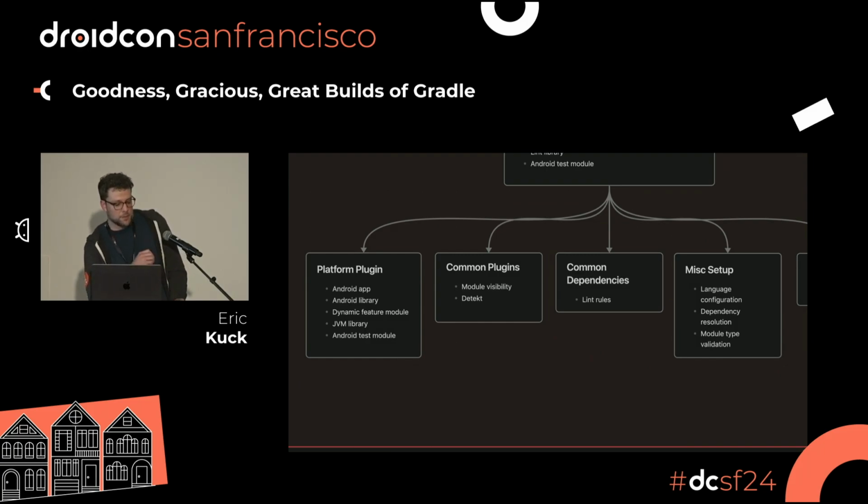And then those convention plugins are going to do a lot of work. They're going to apply the platform plugins: Android app, Android library, dynamic feature module, JVM library, whatever it might be. It's going to apply some common plugins that we want every project to have. So for example, module visibility. We have a pretty rigid module structure to avoid things like circular dependencies, which used to be huge issues for us. And this will make sure that you have modularized your feature correctly and that you're not accessing any features that you're not supposed to based on the rules that we have set up for that.